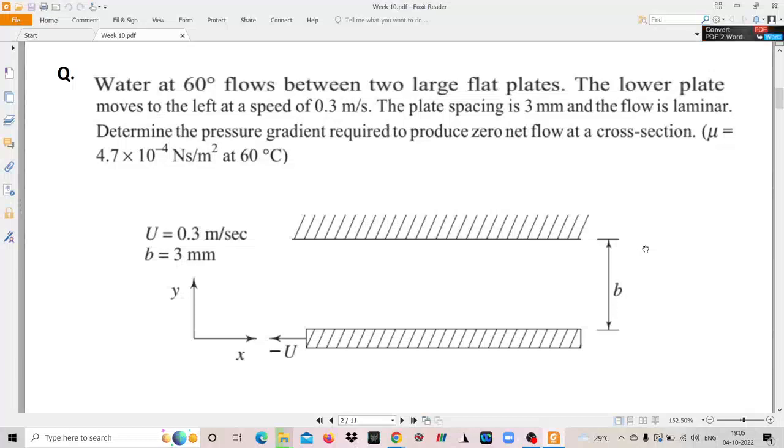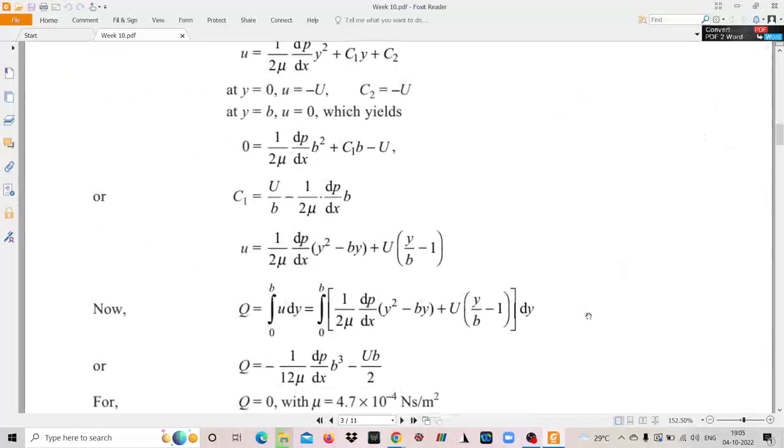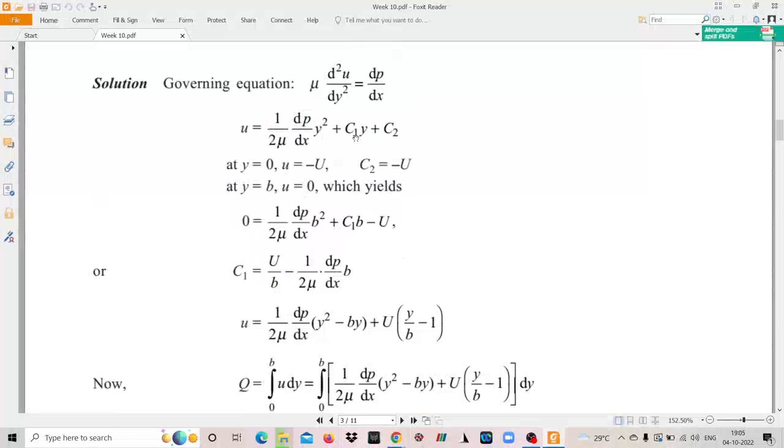Then after applying the appropriate assumptions, you derive the simplified form of the Navier-Stokes equation for this situation, and then you decide the appropriate boundary conditions. Based on the boundary conditions and the suitable form of the Navier-Stokes equation, you solve the problem. So let us see what the solution is. Now the governing equation is the Navier-Stokes equation for this situation.